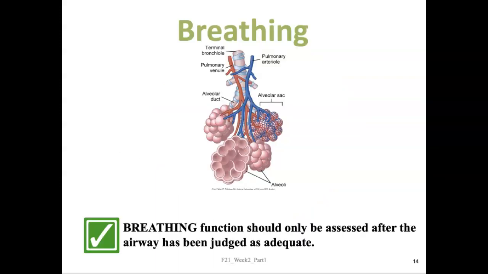So let's move on to breathing. As I said before, breathing involves the alveoli and gas exchange. Gas exchange is the diffusion of oxygen through the alveolar membrane in exchange for CO2. And as I've said here, the breathing function, or when we come to the B, should only be assessed after the airway has been judged as adequate, because we can't ventilate a patient without a patent airway.